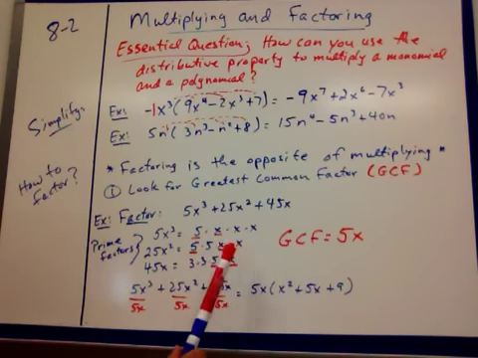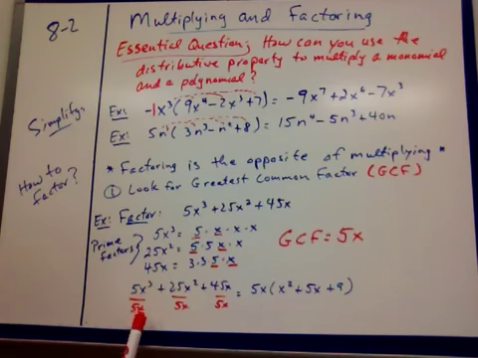You're always going to find that when it comes to the variables, whatever the smallest exponent of the one that they all have will end up being your greatest common factor. So the 5x is going to go out here. And now where did this come from? One way to look at it in your mind is to say, take that greatest common factor and divide it into each term.